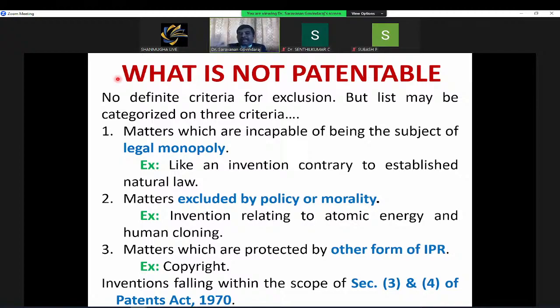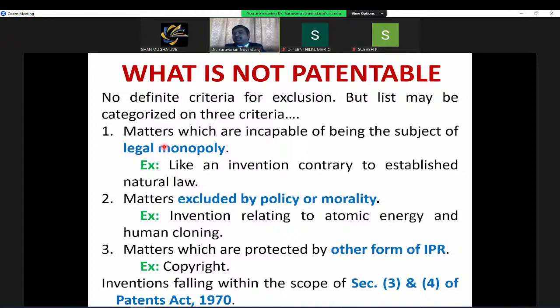There are 3 major points. As I told you, for a patentable invention, it should be novel, there should be inventive steps, and there should be some industrial applications. Like that, for non-patentable inventions also there are 3 criteria. What are those 3 criteria? The matter which is incapable of being the subject of a legal monopoly. For those particular matters, we can't file a patent.